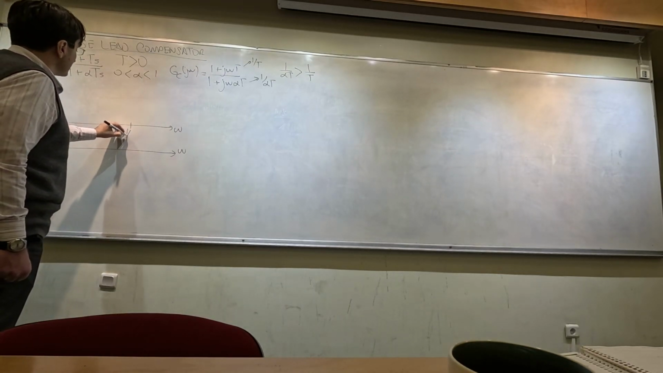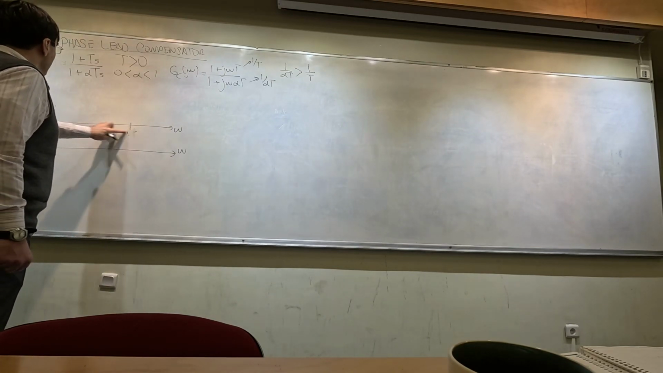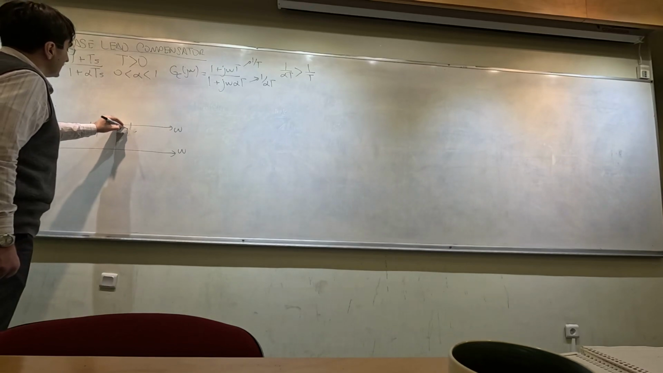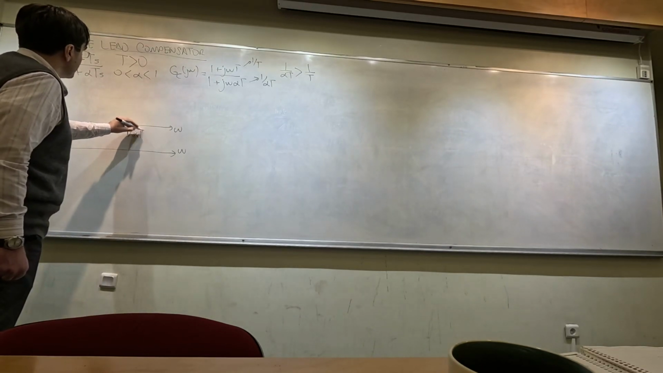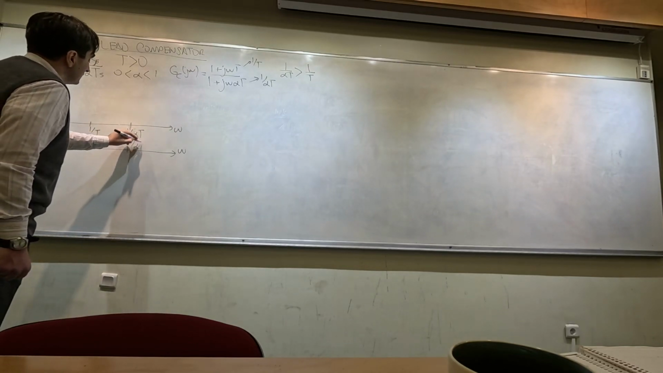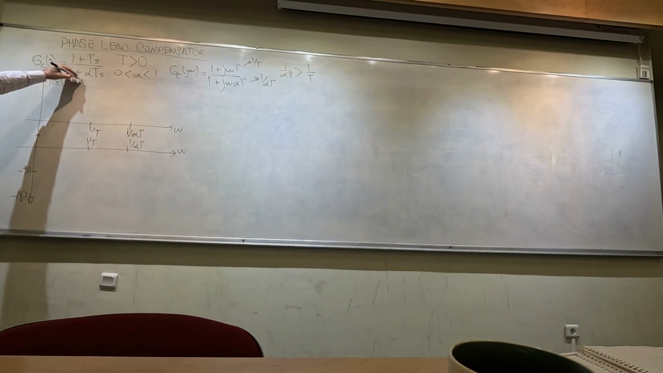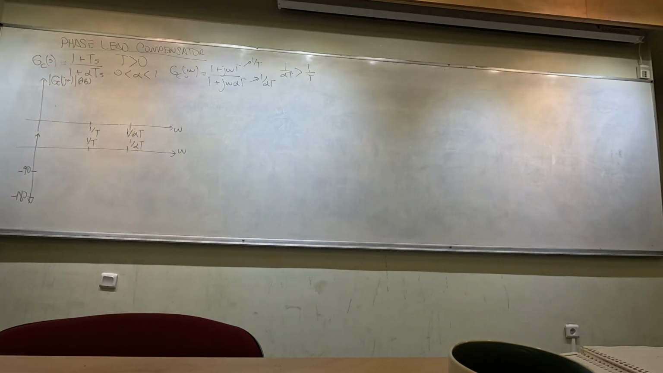The corner frequency of the zero is 1 over T, and this is 1 over T here, and 1 over alpha T is here. Let us now try to draw the magnitude response. And here I have the magnitude of GC of j omega in dB scale.